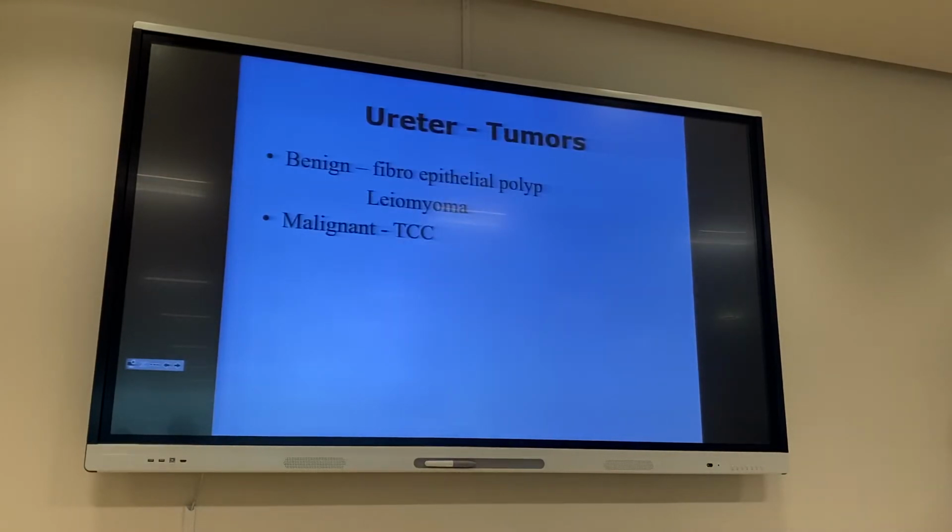All right, so tumors, fibroepithelial polyp, most common, is always benign in every single organ in the body. Less so is the malignant, which is the most common tumor arising from the ureter, which is the urothelial carcinomas.